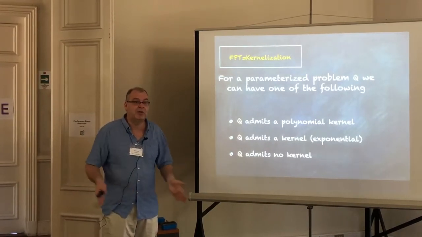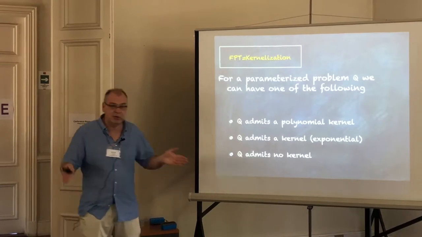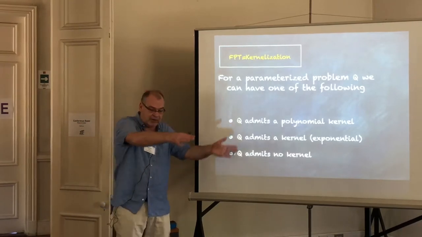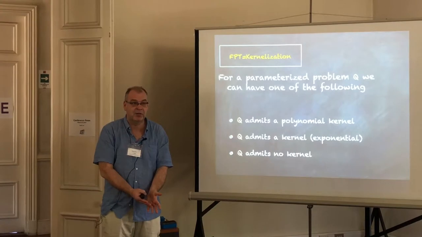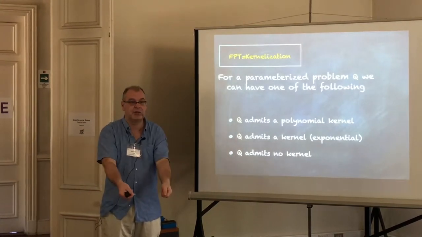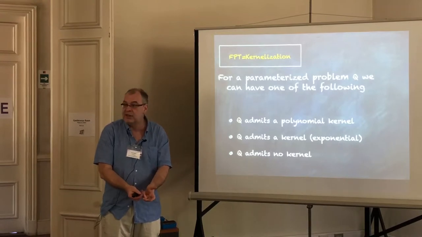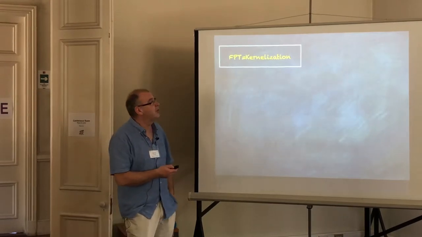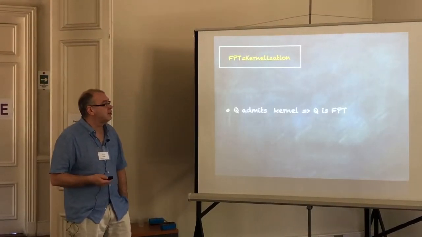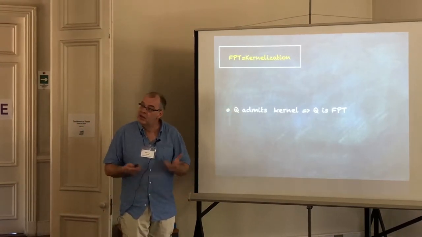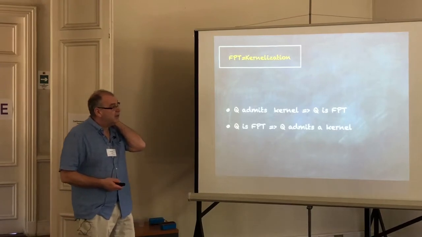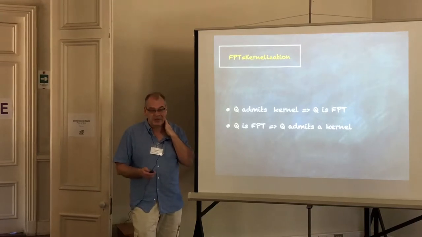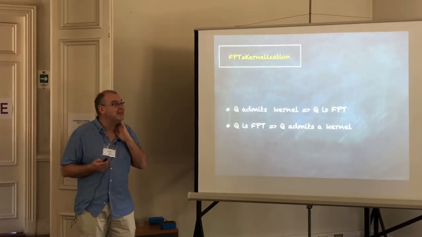So if we believe that there are problems which are not fixed parameter tractable, then definitely there are problems which do not admit any kernel at all. Why? Because if a problem admits a kernel, I'm able in polynomial time to reduce the size of the problem to a size bounded by some function of k, then I just run brute force on the reduced instance, and I can solve the problem in FPT. So definitely there are problems which do not admit a polynomial kernel. As I say, if the problem admits a kernel, then the problem should be fixed parameter tractable. But what is a funny thing, if the problem is fixed parameter tractable, it also admits a kernel. This is the first time you see this result, it's strange.